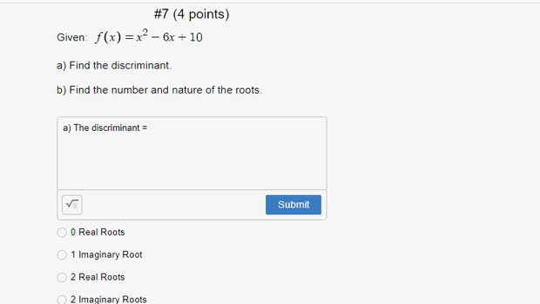Now this one, we want to find the discriminant and the number and nature of our roots. So discriminant, let's go ahead with that. We've already looked at b squared minus 4ac. So now we're looking at negative 6 squared minus 4 times 1 times 10. Gives us 36 minus 40. We have a discriminant of negative 4.